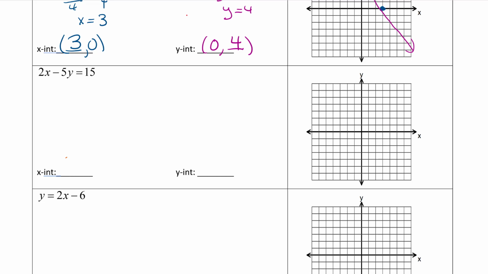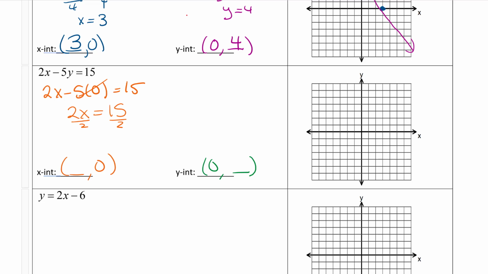Okay, so let's do this again. I know the x-intercept is going to be some value, comma 0. I know the y-intercept is going to be 0, comma some value, because it's always that way. So on the first one, for the x-intercept, I'm going to take 2x minus 5y equals 15 and plug 0 in for my y. That leaves me with 2x minus 5 times 0 is just 0, so I'm going to leave that out, equals 15. Divide both sides by 2, and I get x equals 15 halves.